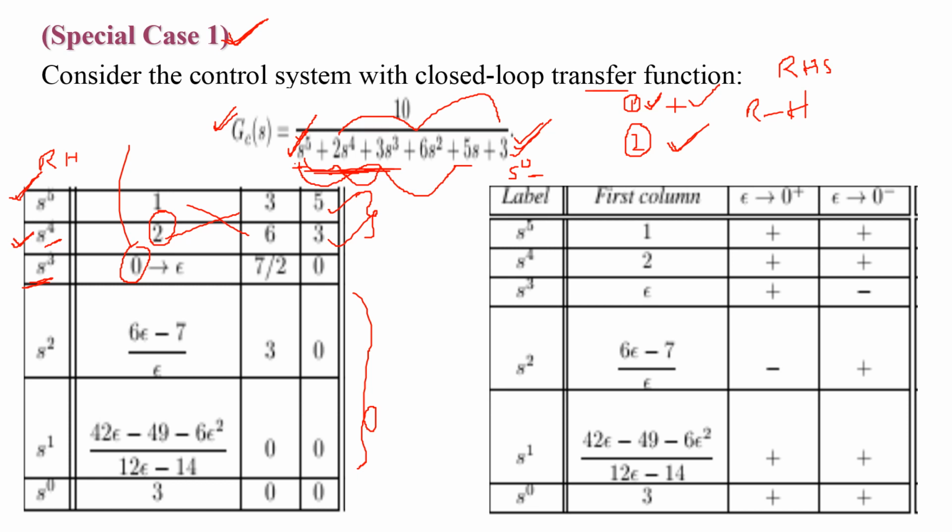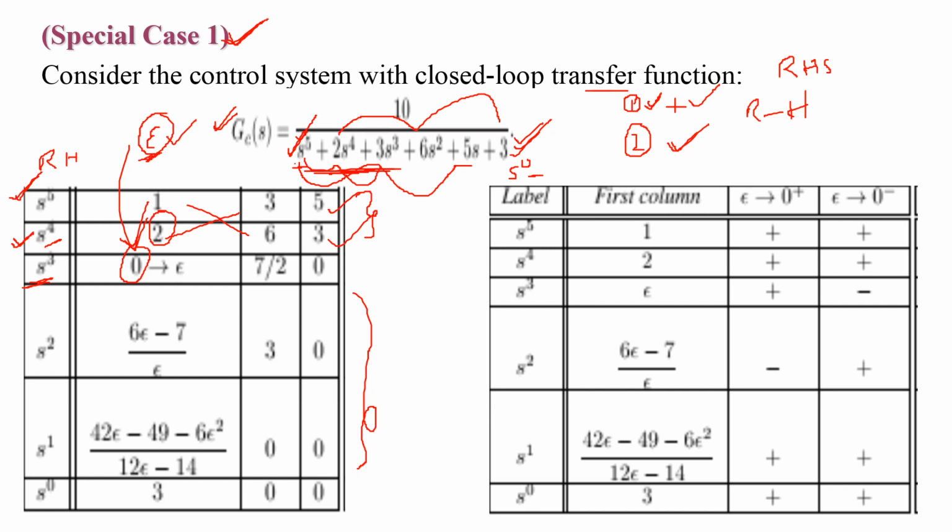If we get 0 as the first element in the first column of the RH table, then we have to replace that 0 element with a small integer epsilon.